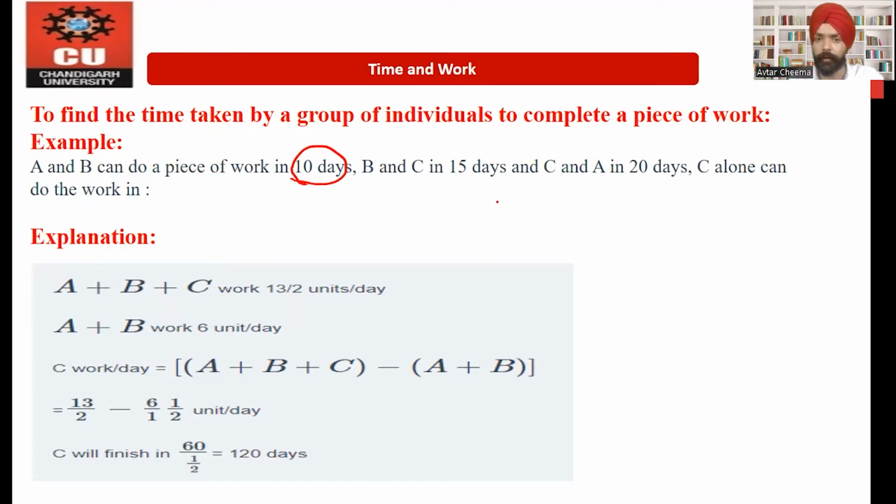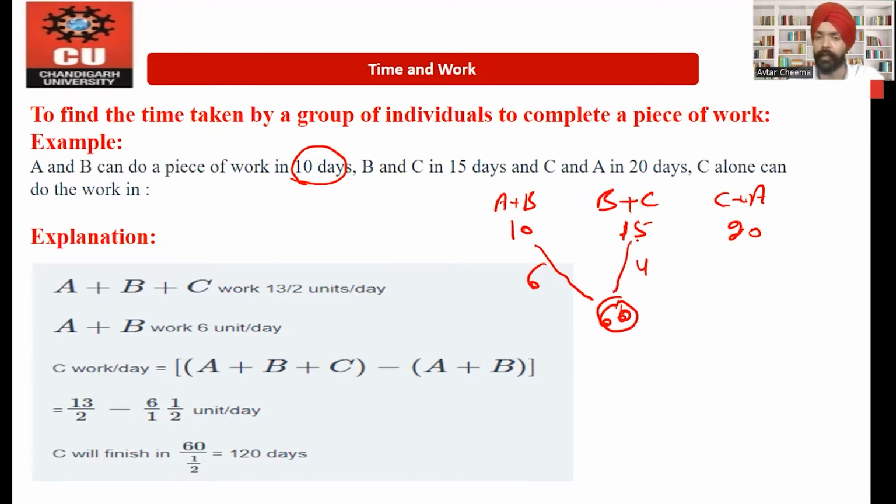So I can write down here A plus B, 10 days. Then B plus C, 15 days. C plus A, 20 days. If I'm taking the LCM of all these three numbers, I'm getting 60 as the common multiple. Here I'm getting 6. Here I'm getting 4. How 4? 60 divided by 15. Here it will be 60 divided by 20, which is 3.